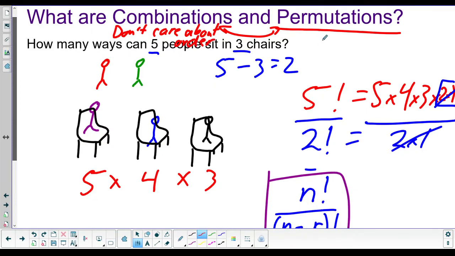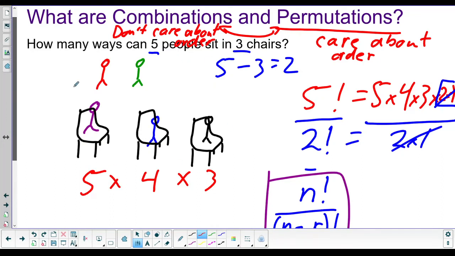And this one, you do care about order. You're saying, well, there's a difference between those chairs. So we need to count purple then blue then black as different than purple then black then blue. So combinations, there are slightly less combinations than there are permutations. That's the only difference: do you care about order or do you not?